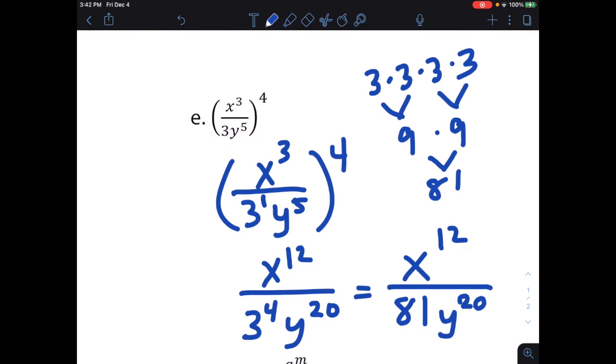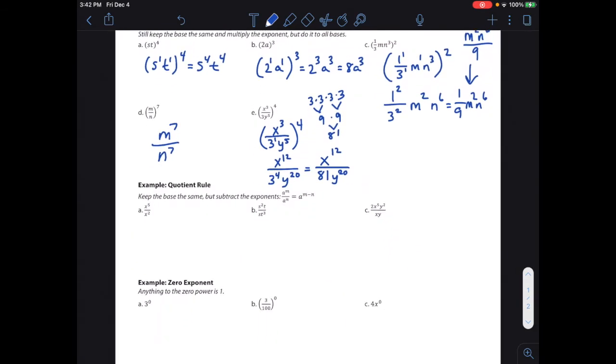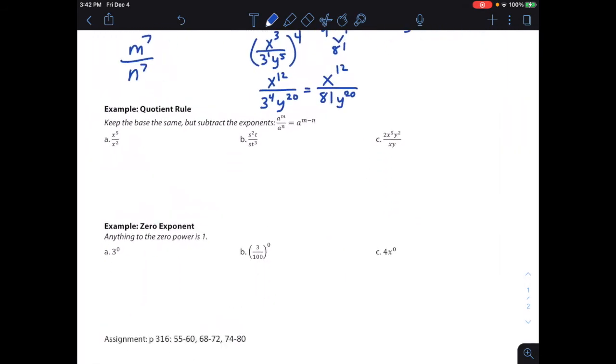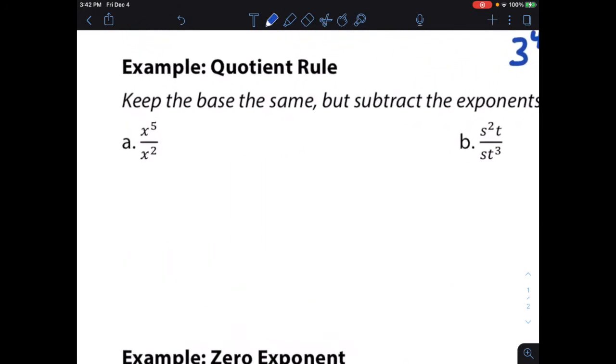All right, let's keep rolling. What do we got? Quotient rule and 0 exponent. All right. Quotient rule is harder than 0 exponent. 0 exponent is the nice way to finish here because it's pretty straightforward and simple. But it's easy to forget. But let's do the quotient rule first. So quotient rule.